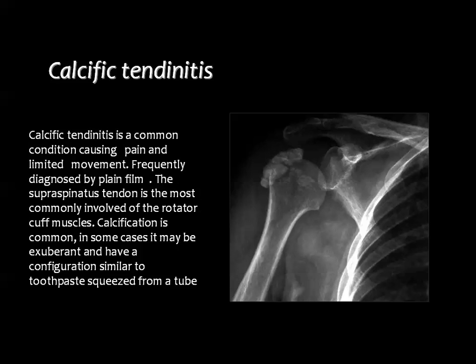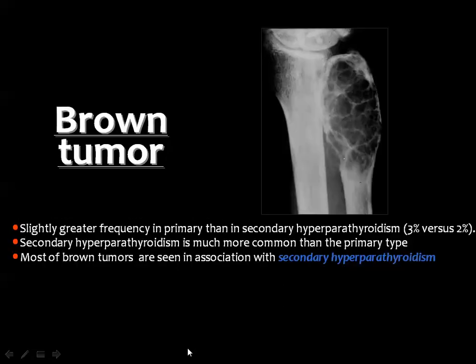also in the cartilage. And this is an example where you see calcium at the insertion site of the supraspinatus tendon, which is calcific tendonitis, and can be easily appreciated in the plain film compared to the MRI. And this is one of the findings. One of the findings also of hyperparathyroidism is the brown tumor.